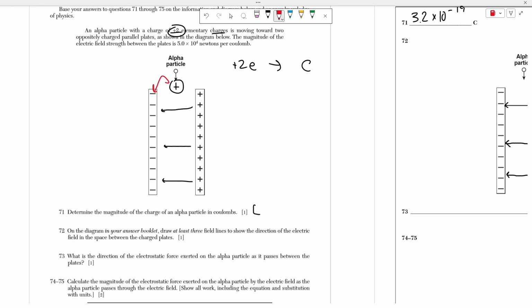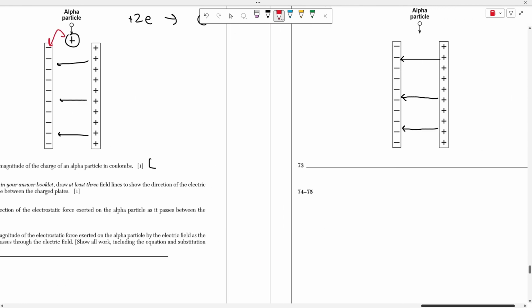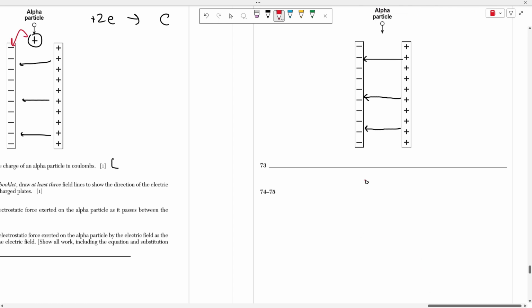So a correct answer for here could just be that the electrostatic force is towards the negative plate, or that the electrostatic force is to the left or away from the positive plate. I think the safest option here is just to say that the electrostatic force is towards the negative plate. That's all we have to do, right? Just facing towards the negative plate because positive goes to negative, right?